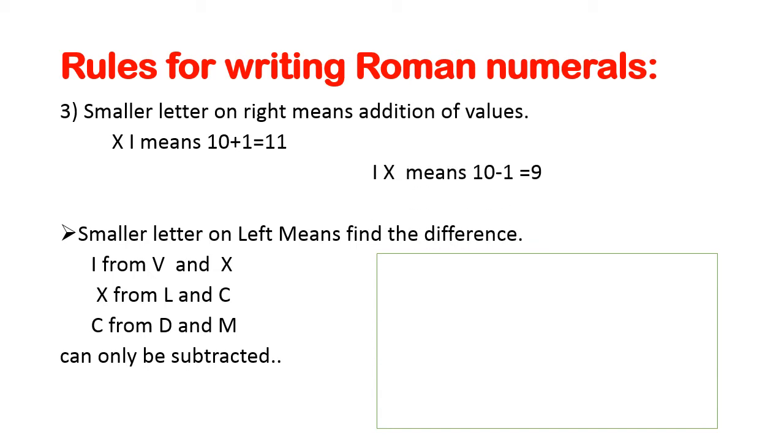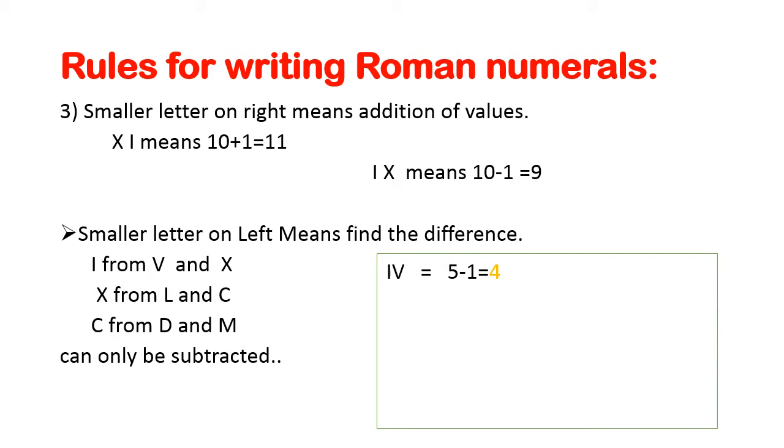Look at here. Already we have seen XI means 11. Now IX. So what is the smaller letter here? I. That also comes on the left side. So we are going to subtract. So 10 minus 1 is equal to 9.